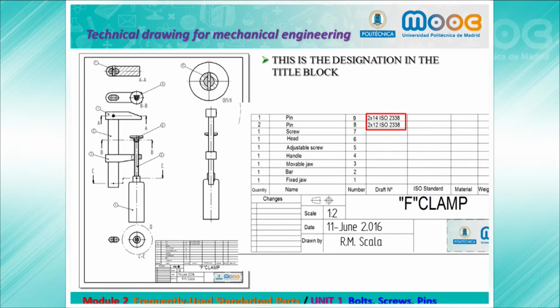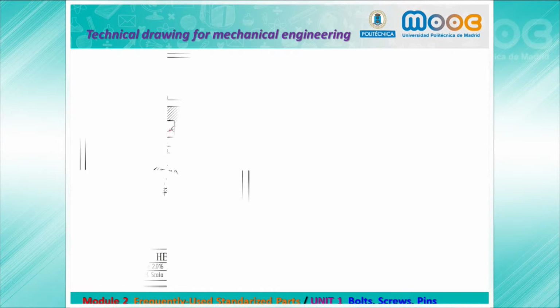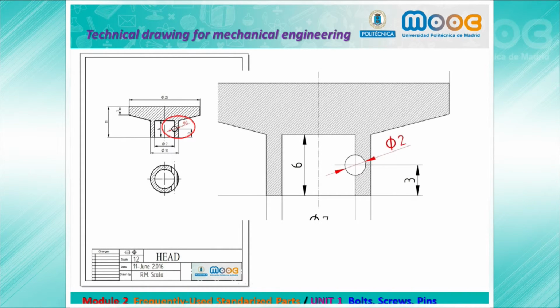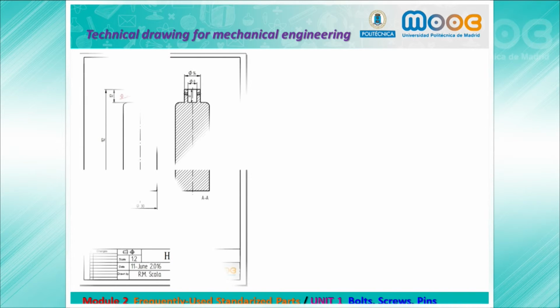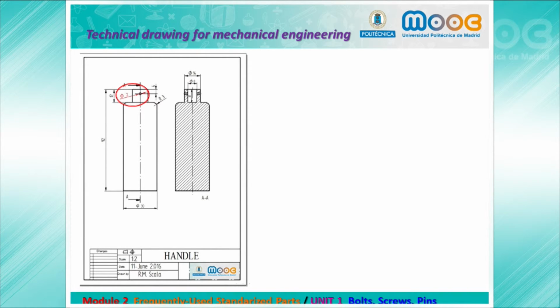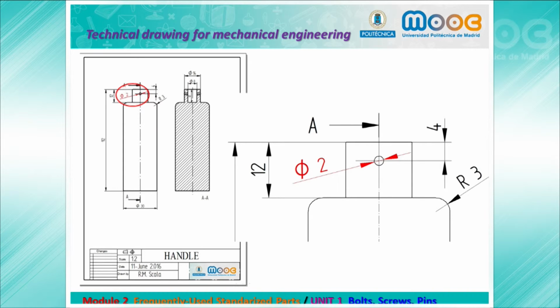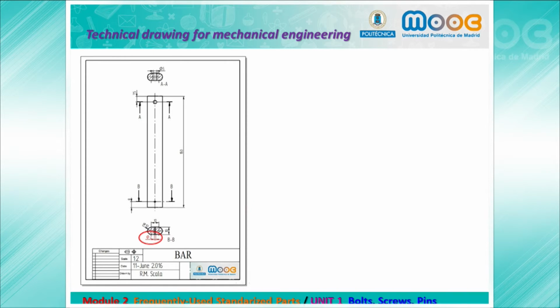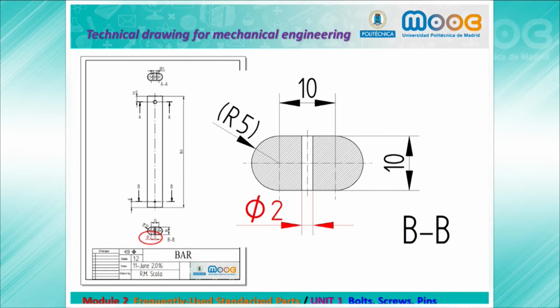This is a designation in the title block. The pin diameter is 2 millimeters. So we can see here the hole in the head, 2 millimeters diameter. We can see here the hole in the handle, 2 millimeters again. And we can see here in the bar 2 millimeters.